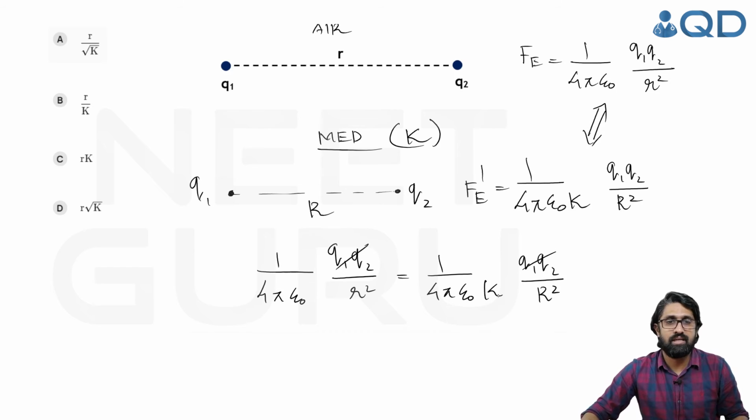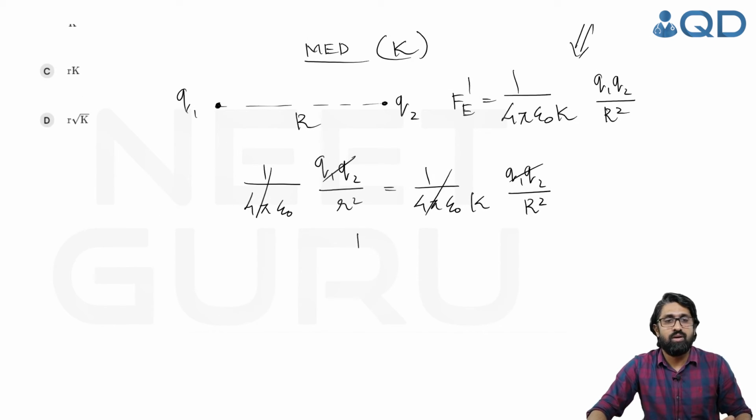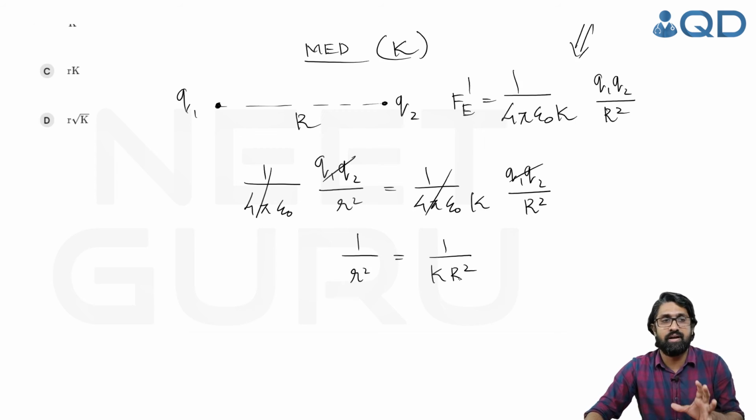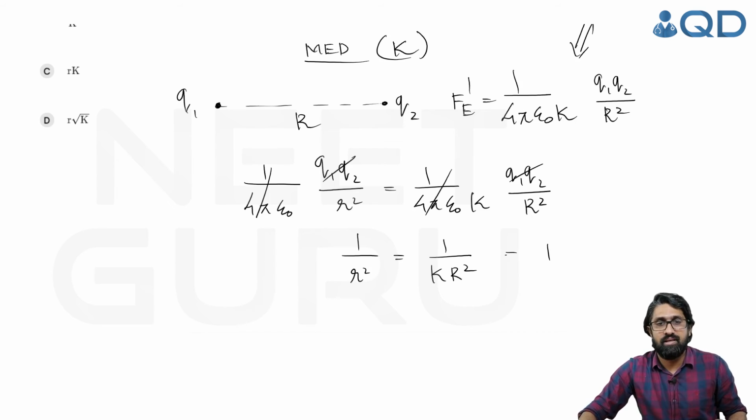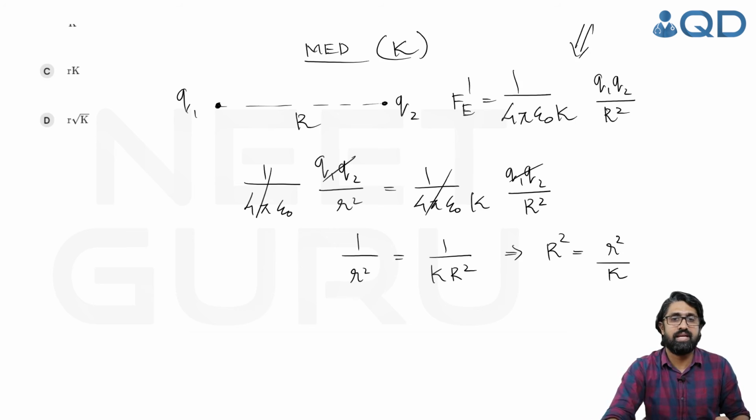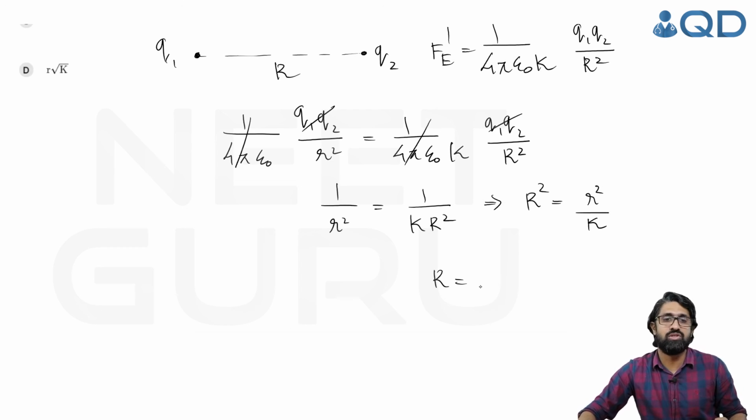Q1 Q2 gets cancelled off. 1 by 4 pi epsilon naught cancels off from left and right. So finally, what we have here is 1 by small r square is equal to 1 by K capital R square. We need to find an expression for capital R in terms of small r, and that will be capital R square will be equal to small r square by K, or I can say that finally capital R is equal to root of small r square by K, or r by root K.